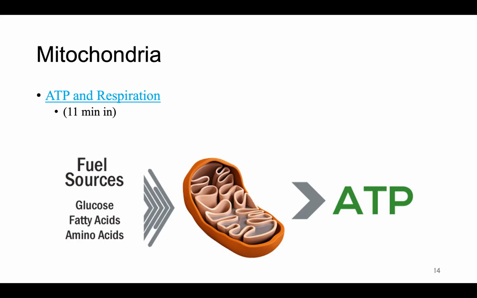Most people have memorized that the mitochondria is the powerhouse of the cell. And that's not wrong, but it's important to know what that actually means. Mitochondria receives fuel sources in the form of glucose, fatty acids, and amino acids, and through a process, it produces this molecule called ATP, adenosine triphosphate. ATP is the energy currency of the cell.